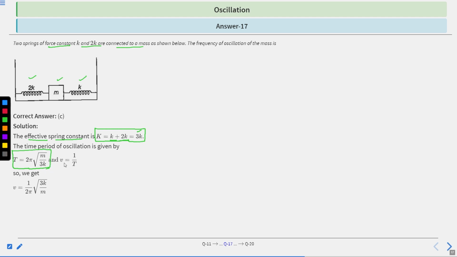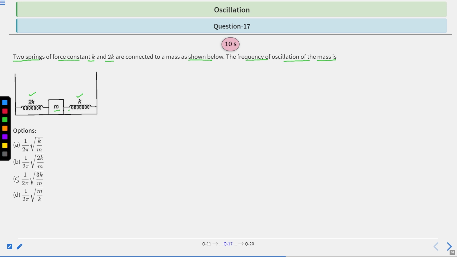And frequency is equal to 1 by T, where T is the time period. After putting the value of T in this expression, we get v equal to 1 upon 2 pi under root 3K by M. So this is the final answer. Option C is correct: 1 upon 2 pi under root 3K by M. This is the correct answer.